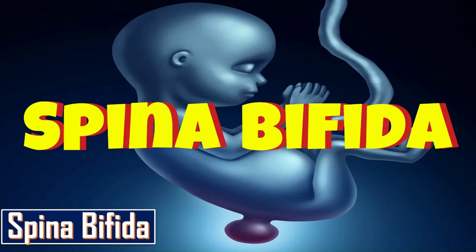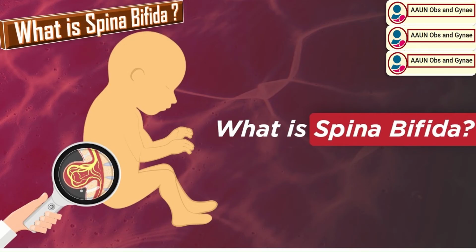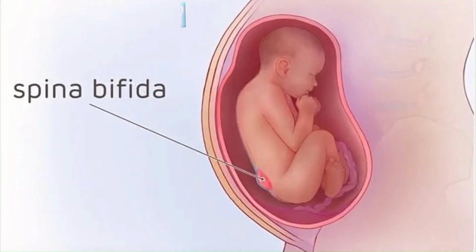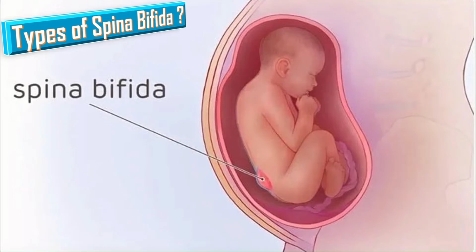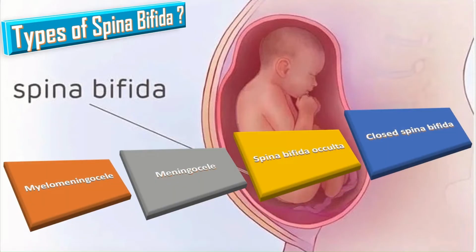Spina bifida is the abnormality of the spine. It occurs when the baby's spine and the spinal cord do not develop properly in the uterus, causing a gap in the spine. Spina bifida is a type of neural tube defect. The neural tube is the structure that eventually develops into the baby's brain and spinal cord. There are 4 types of spina bifida. These are meningomyelocele, meningocele, spina bifida occulta, and closed spina bifida.